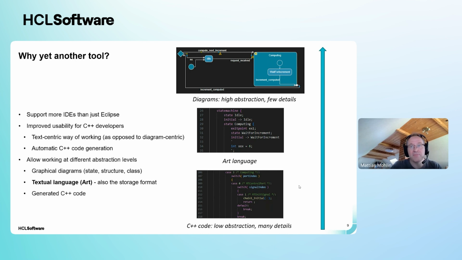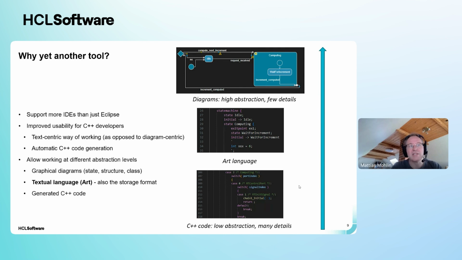The middle layer is a textual language, which we call art. This is also the storage format, so it's the art files that you put into Git or your SCM system. It has the same abstraction as the diagrams, but with a textual syntax, it's much easier to edit in a text editor. And of course, you have all the support for syntax highlighting and content assist and all those features that you expect from a modern IDE these days.